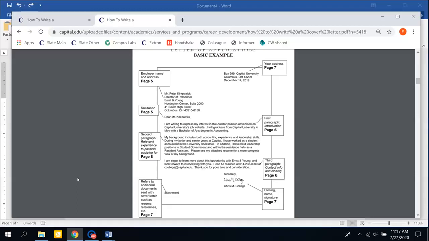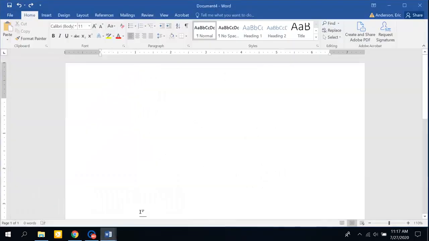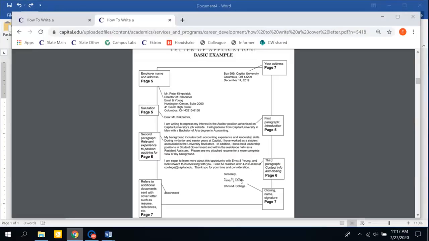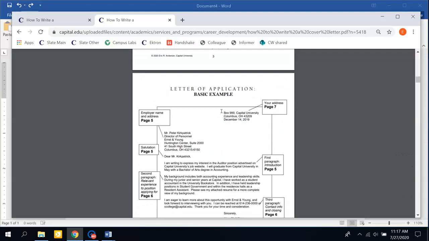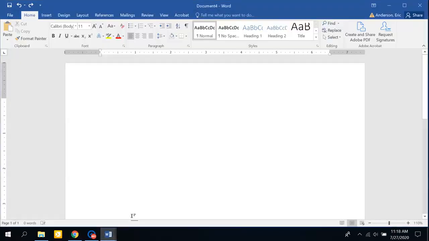We're also going to be using Microsoft Word, so I want you to open up a blank document like this, and then we're going to start with this information that's in the upper right hand corner, but we're going to start on the left hand side as we put that in. So in the blank document, type in your information.